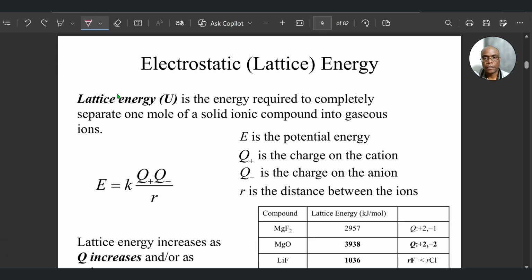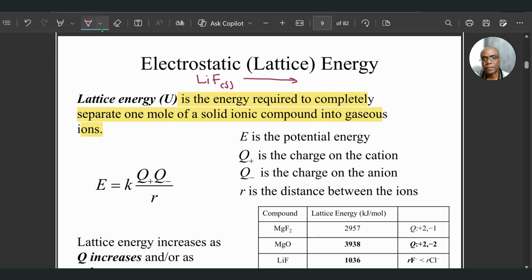Let us learn about lattice energy. Lattice energy, represented by uppercase italicized U, is the energy required to completely separate 1 mole of solid ionic compound into its gaseous ions. An example I can give is lithium fluoride in solid state.